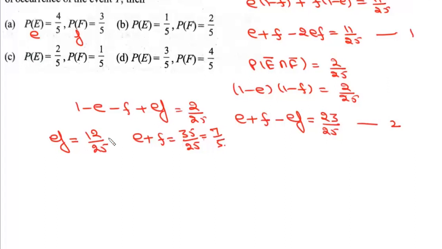Now 12 is 2 into 6, 4 into 3. So we can write the product as 4 by 5 into 3 by 5, and the sum is 4 by 5 plus 3 by 5. So one of them is 4 by 5 and the other one is 3 by 5. That means this is option A or option D. So the correct options are A and D.